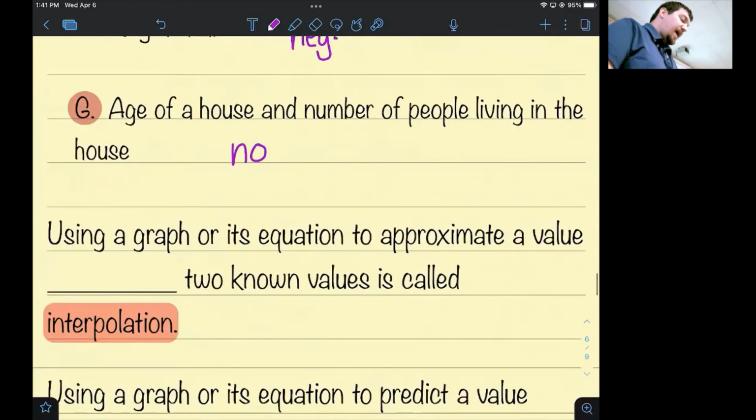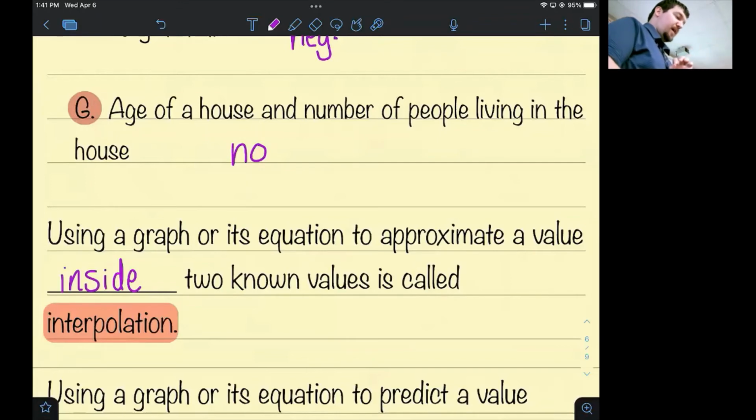Using a graph or its equation to approximate a value inside 2 known values is called interpolation. So if you're making a prediction within the data that you currently have, it's called interpolation. For example, if I was doing my alligator study, and instead of measuring the alligator every month, I wanted to see what the prediction would be 2 weeks instead of 1 month, I don't have a data point for every 2 weeks. I only have data points for every single month. So that would be a prediction that's within the data that I have.